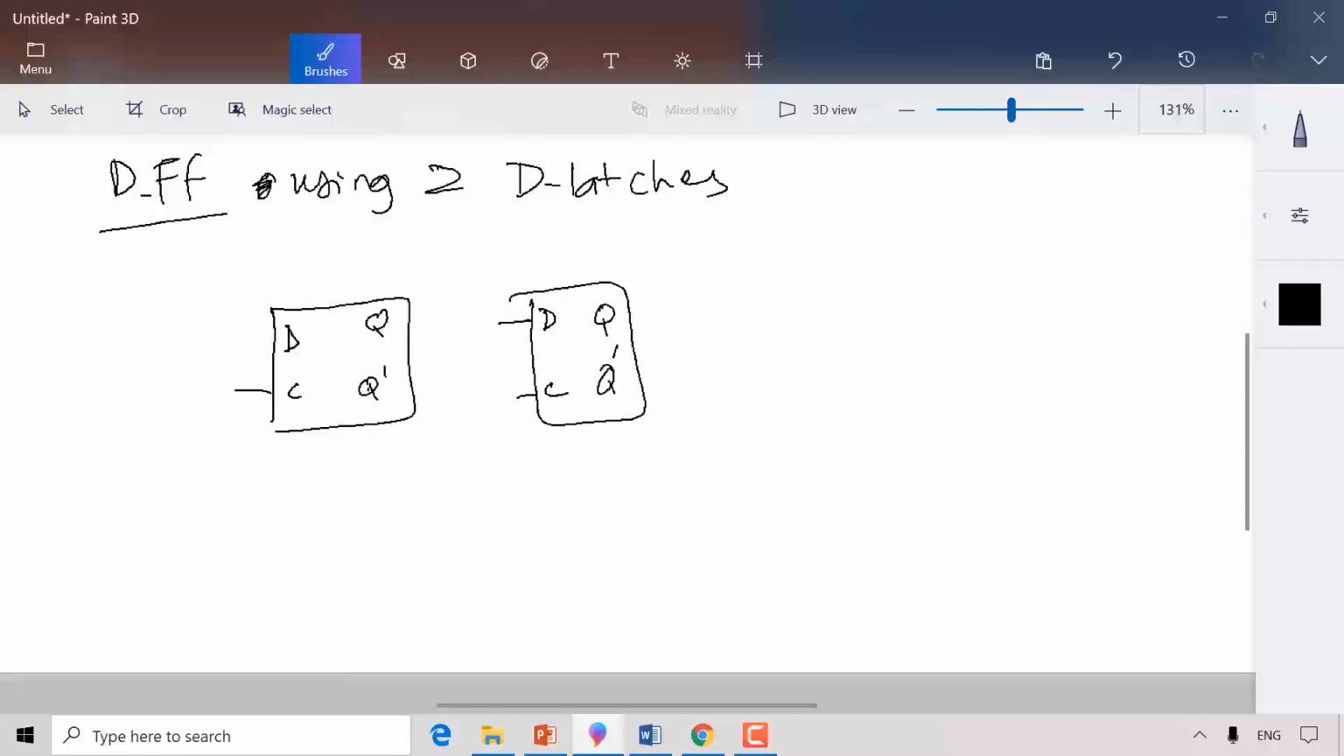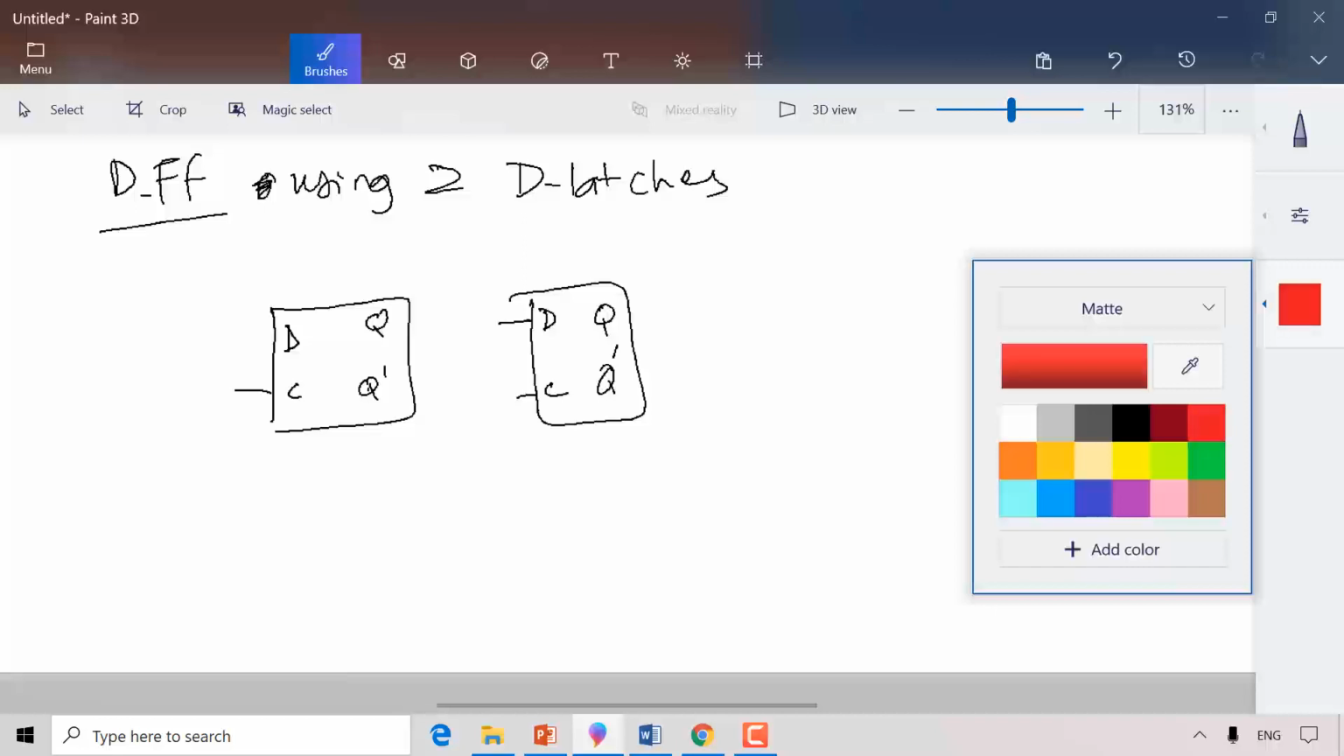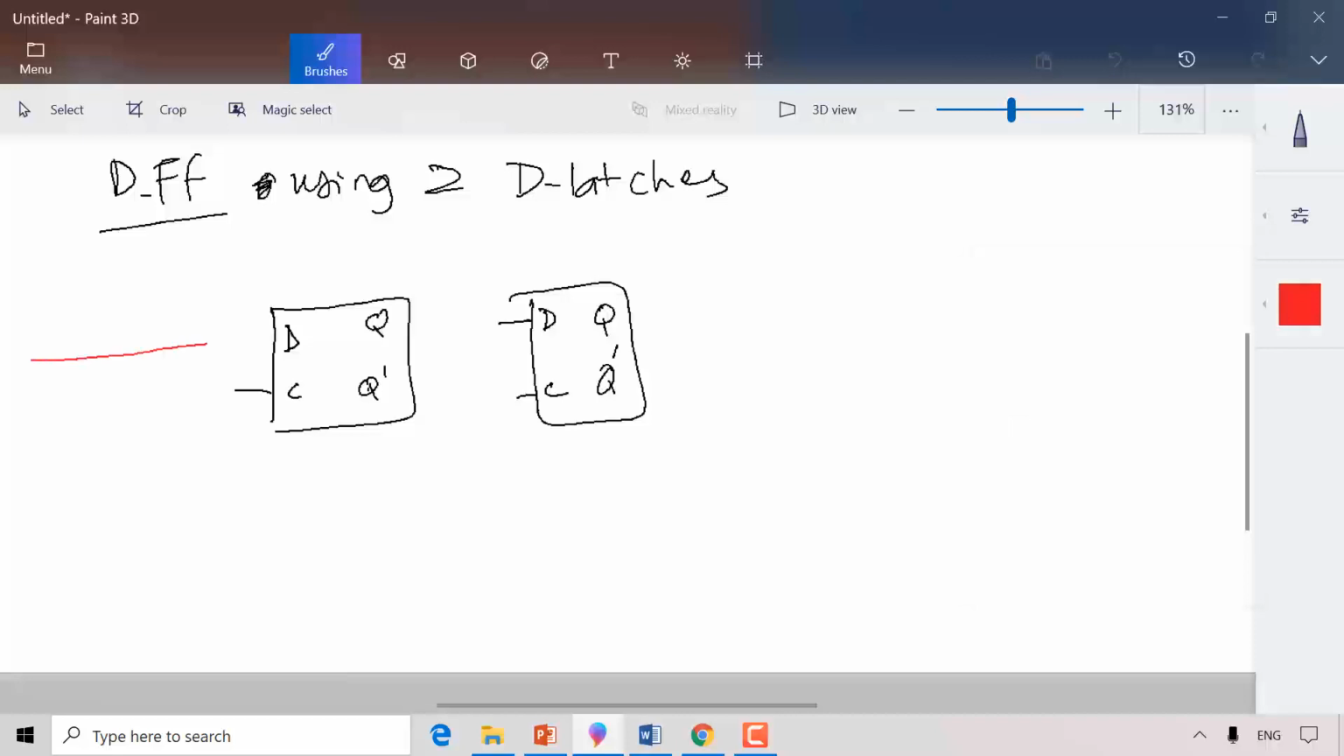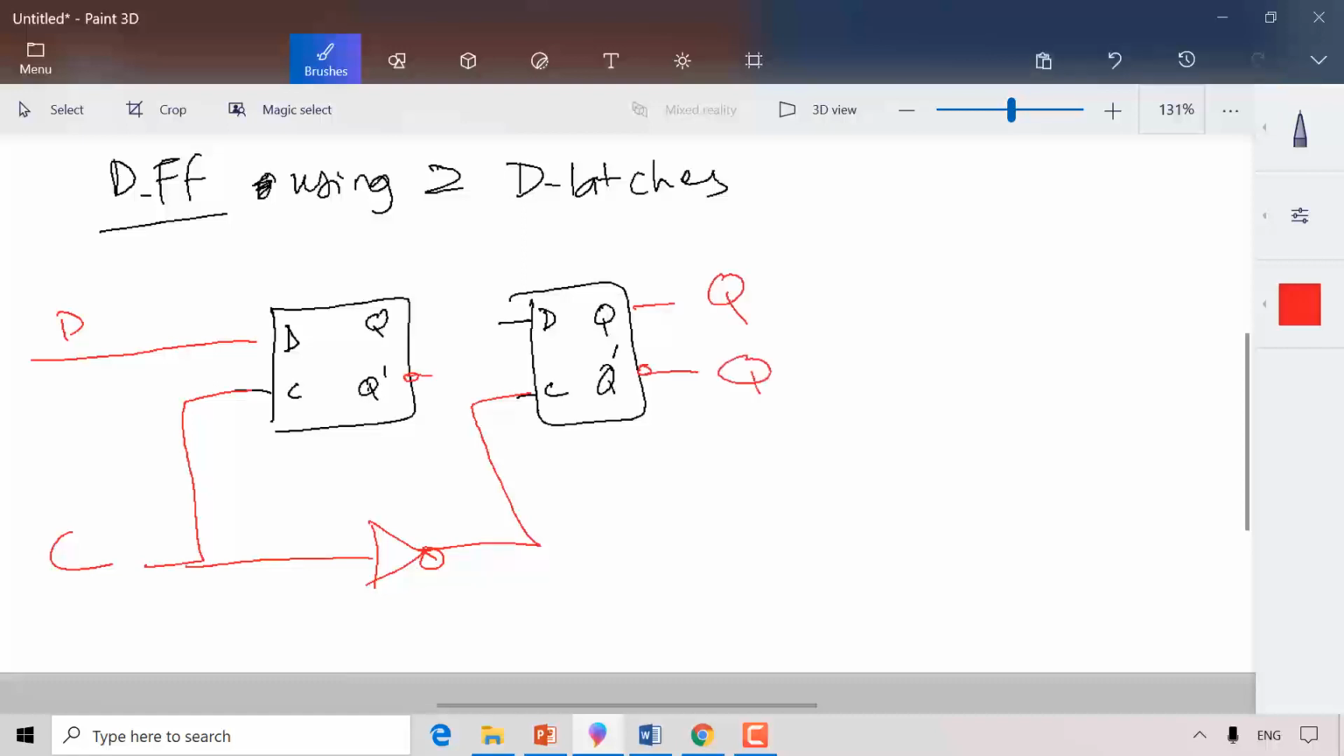So how can I connect these to make a flip-flop? Here is my D input, which goes in here. Here's my main clock, which goes to this latch, and the clock is inverted for the next latch. This is Q, this is Q prime. The Q from the first latch is connected to the D of the second latch.